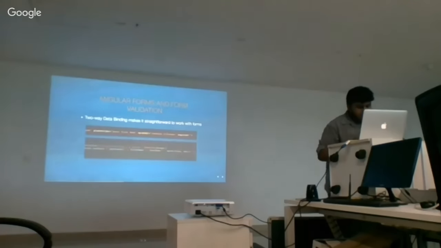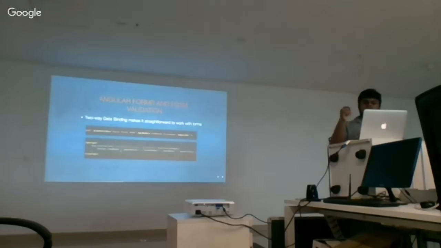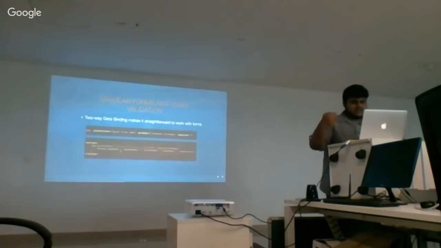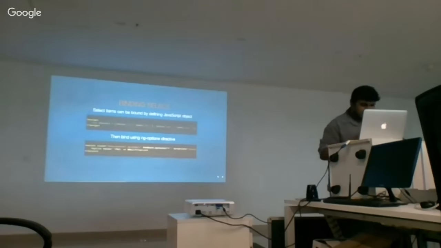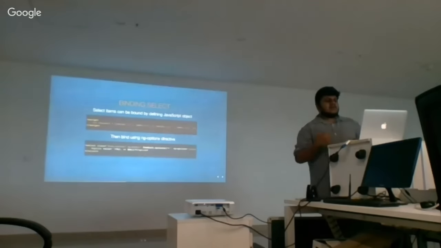So feedback.firstName is given to a model. And then this model value is automatically taken as a value to the scope.feedback. So let us see how this works in the code implementation. And then one more feature of this form validation is binding select.